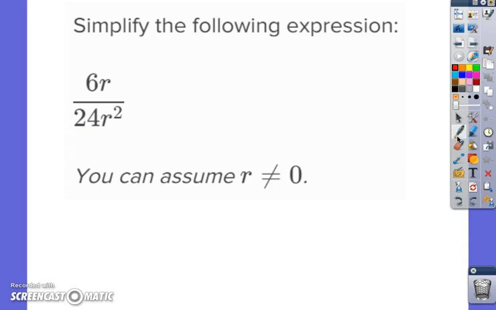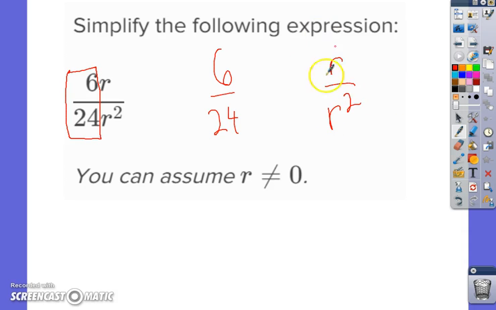And I'm going to break that into 2 problems. That's 6 over 24, the fraction, and then r over r squared. So I've got 2 problems. I need to simplify the fraction 6 over 24, and then I need to use the rules of exponents for r over r squared. So the rules of exponents actually are easier.